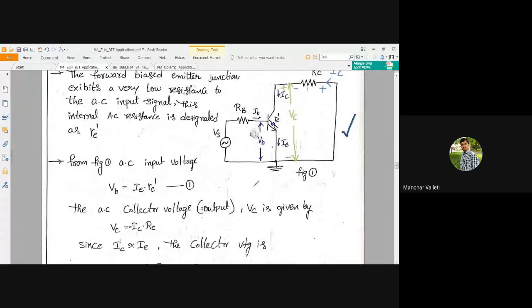Ultimately, if you prove mathematically that the gain is more than 1, then we can say that some amplification is happening here.